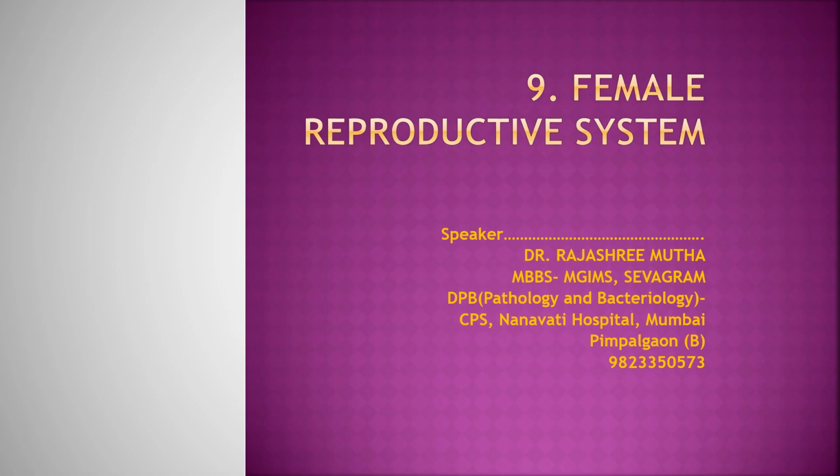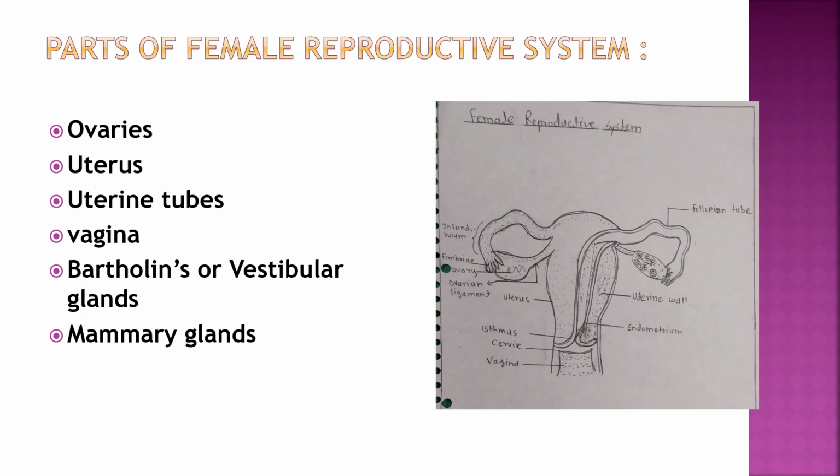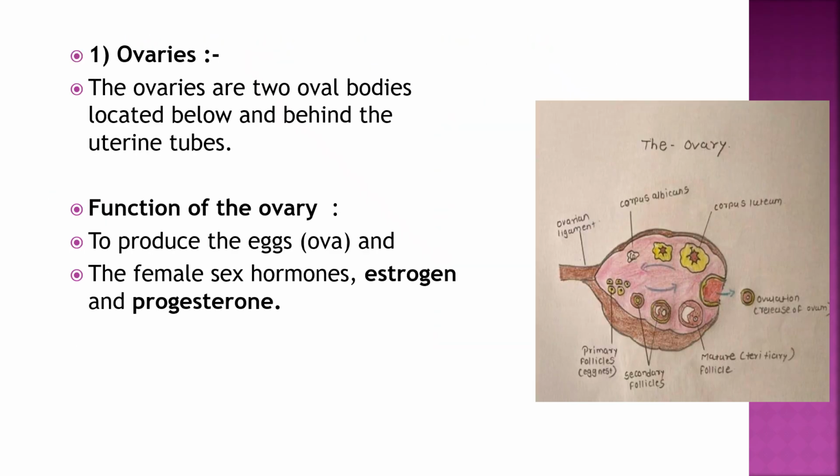So today we are going to study the female reproductive system. The parts of the female reproductive system are ovaries, they are 2 in number, uterus 1 in number, uterine tubes 2, then vagina, Bartholin's and vestibular glands, and mammary glands. So first we will see ovaries in detail.